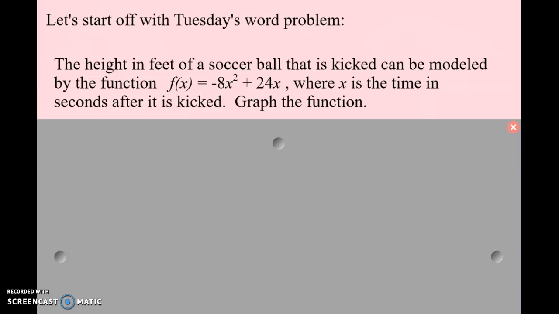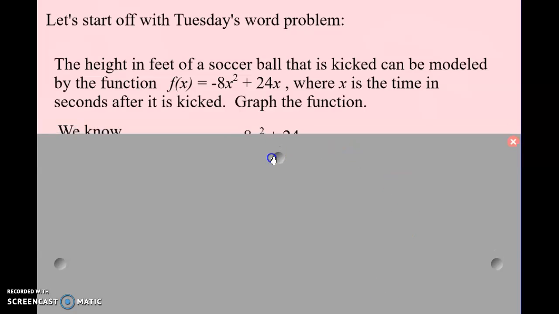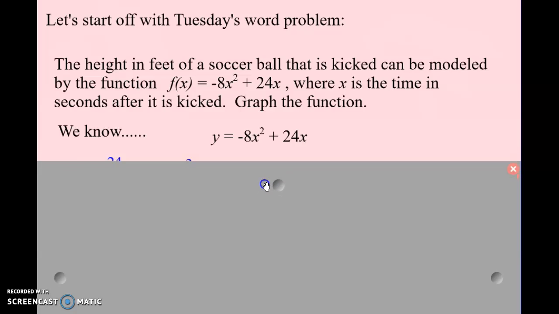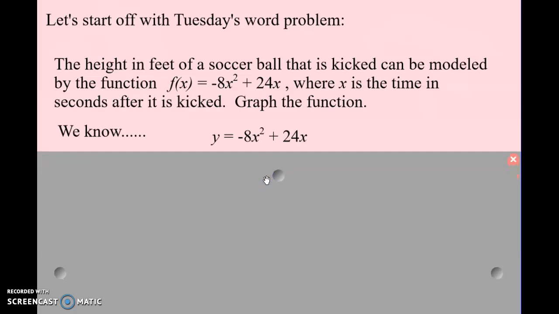The height in feet of the soccer ball that's kicked was modeled by a function. Now remember, f of x is just another way of saying y. In this case, they're telling you that x is representing the time in seconds after the soccer ball is kicked. And we want to graph that function. So we know that y equals is the same as f of x.